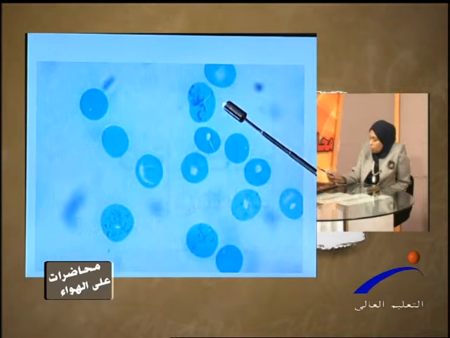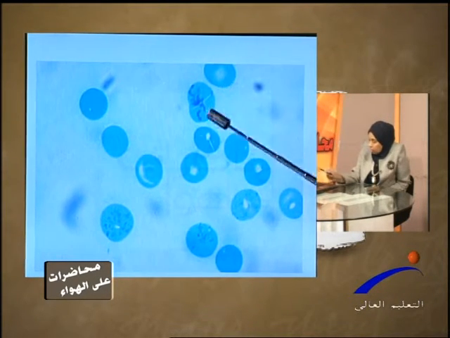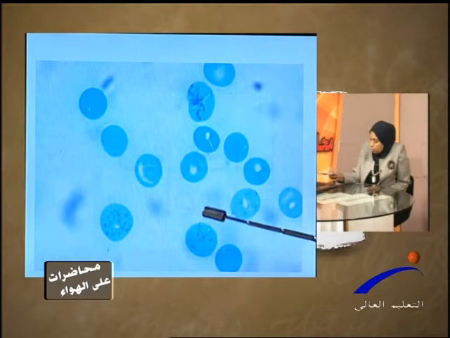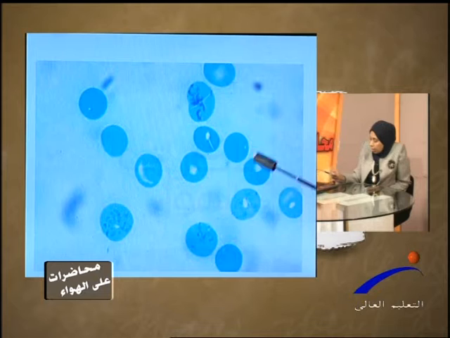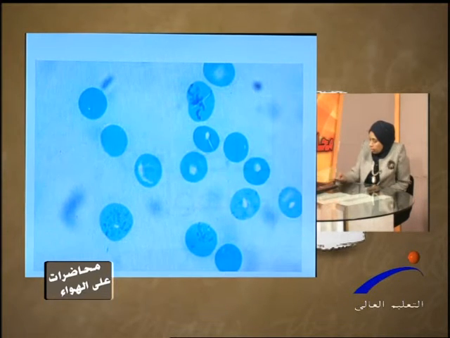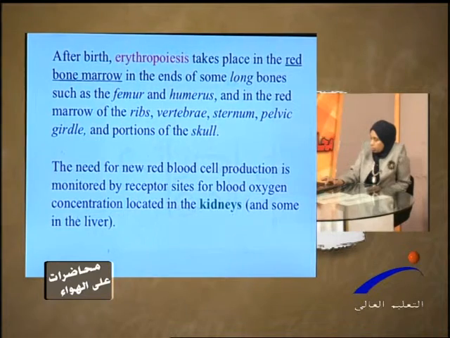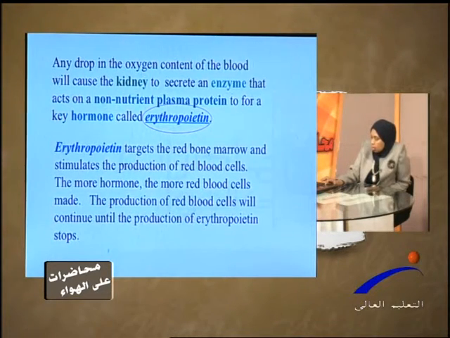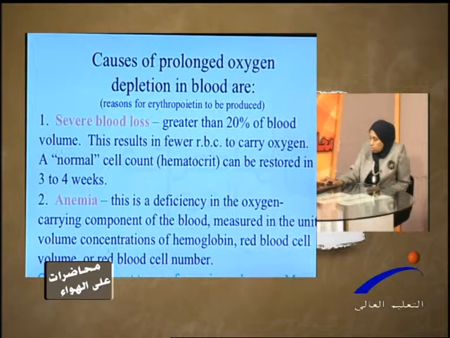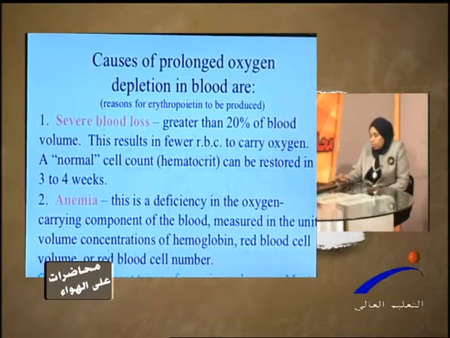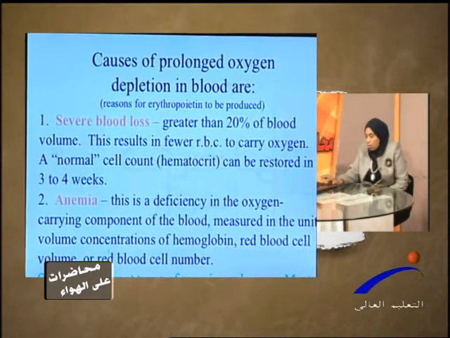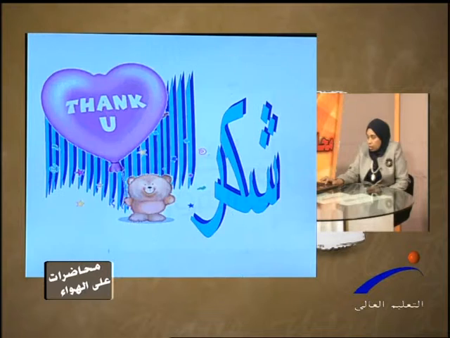This is another picture of reticulocytes, stained with brilliant cresyl blue, and this is the normal RBCs. So what leads to increased erythropoiesis? Severe blood loss, hemorrhage, trauma, accident, or anemia and decreased oxygen carrying capacity. We'll discuss all of this later, inshallah, in another lecture.